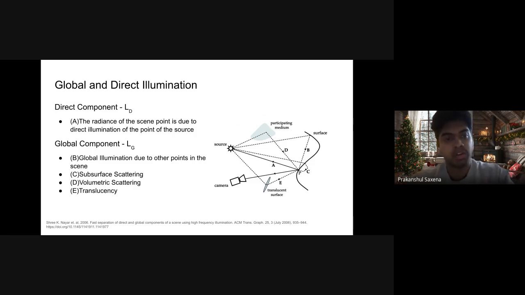First, let's see what the direct and global illumination components of the scene are. The radiance of a surface point measured by the camera pixel due to a single scattering event is referred to as the direct component of the scene. The remaining radiance measured by the camera pixel is referred to as the global component. In addition to interreflections, the global illumination received by the camera pixel may be due to subsurface scattering, volumetric scattering, or even light diffusion due to translucent surfaces.